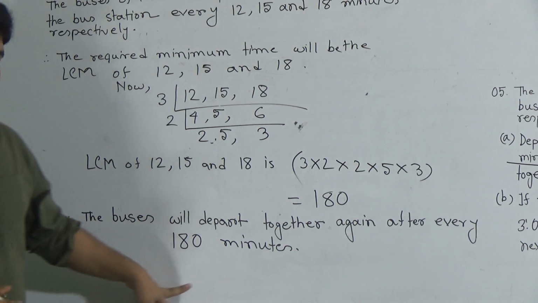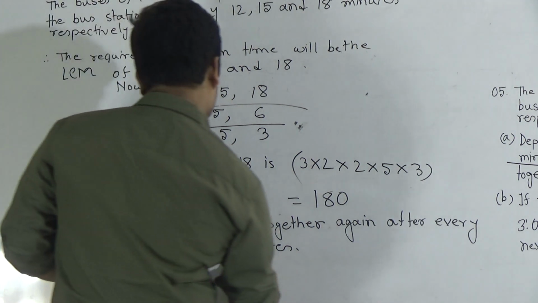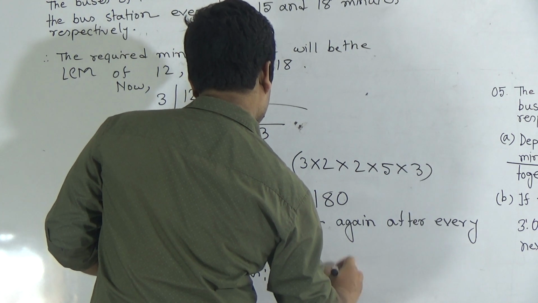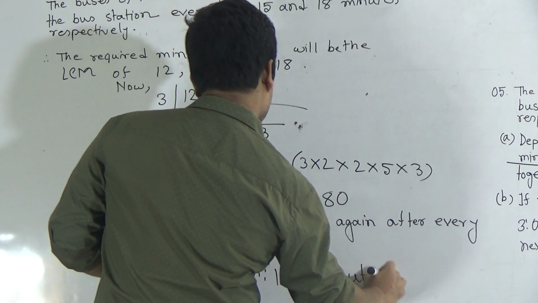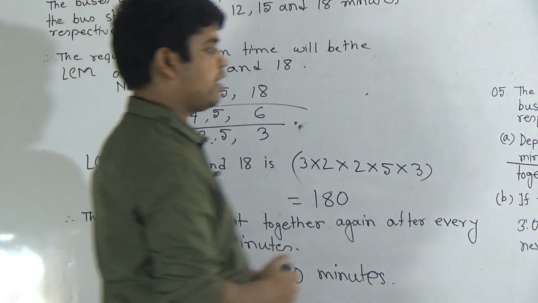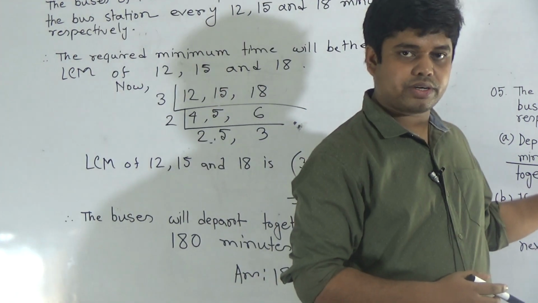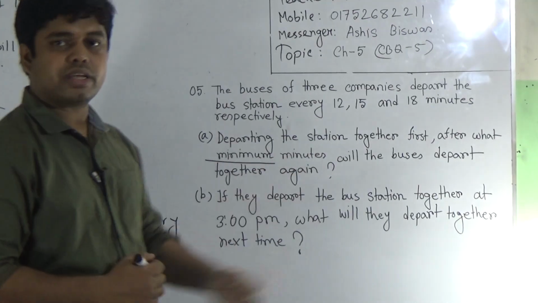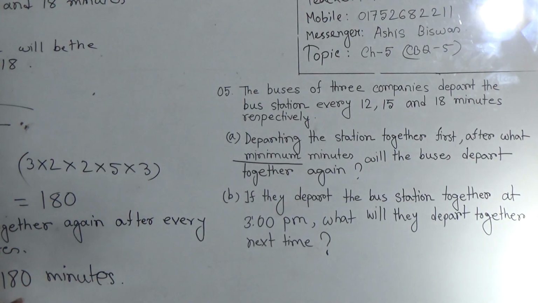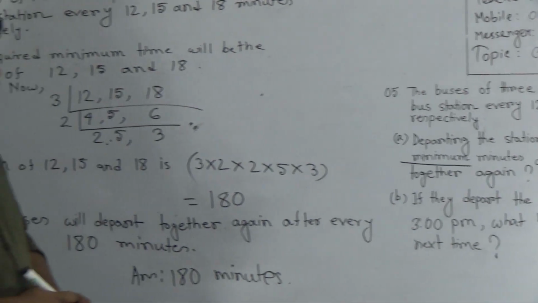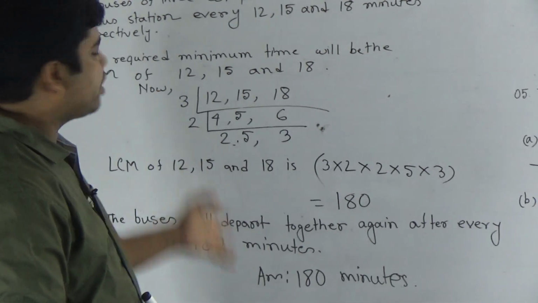this minute into hour, and write this 180 minutes. But if the question asks you to find out the required time in hours, that means the question asks what minimum hours, then you must convert this minute into hour. I hope you have understood. Okay, so this is the answer of question number A.